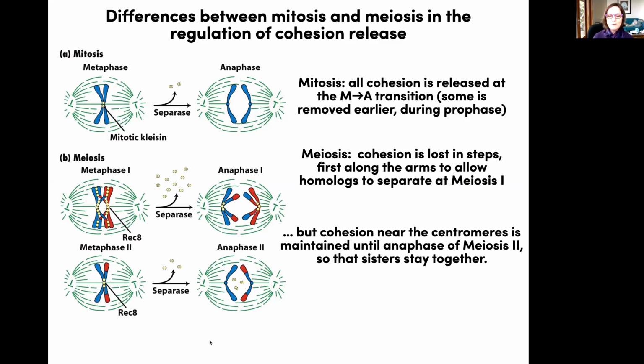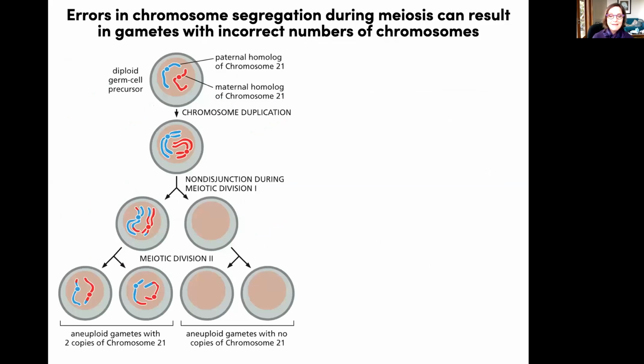So there are many ways that things can go wrong during meiosis because it's kind of complicated. And errors in meiosis, just like errors in mitosis, give rise to cells that have inappropriate numbers of chromosomes in them. And if those cells make it all the way to the end of meiosis and become functional gametes like sperm or eggs, they can get fertilized and give rise to aneuploid embryos. And that's what's illustrated here.